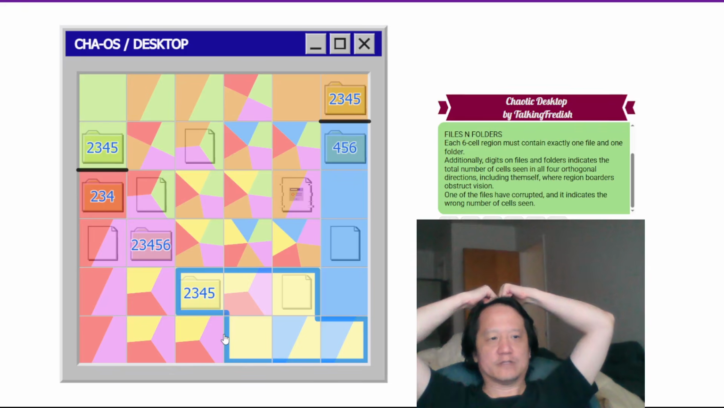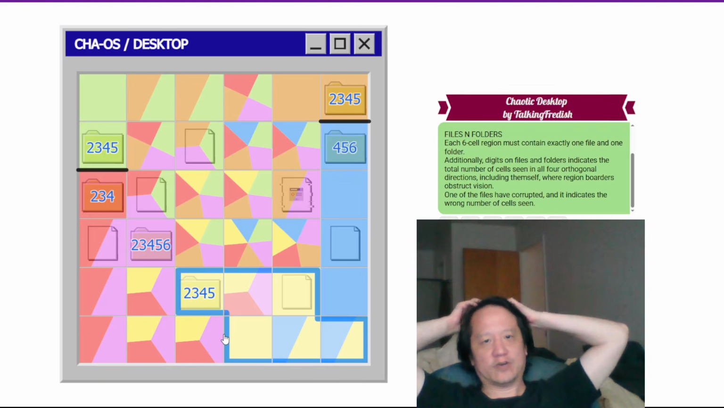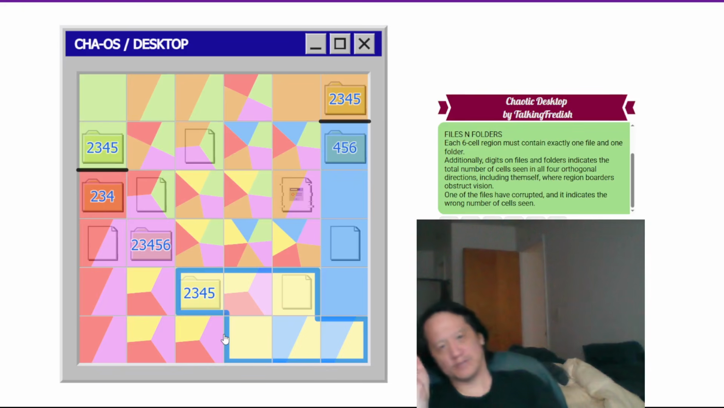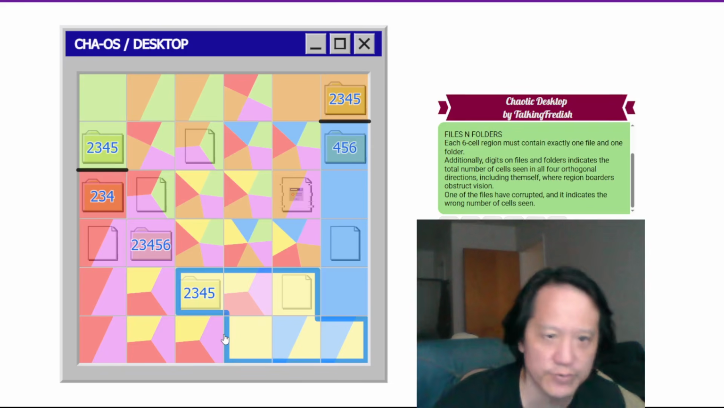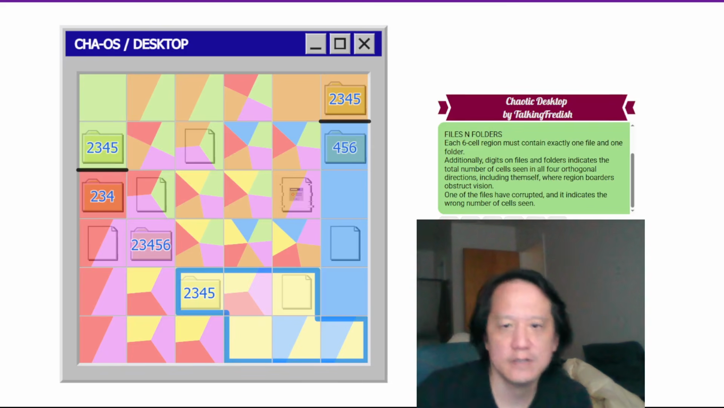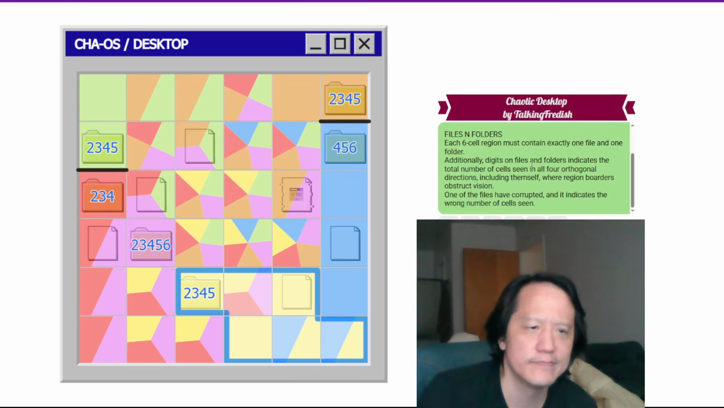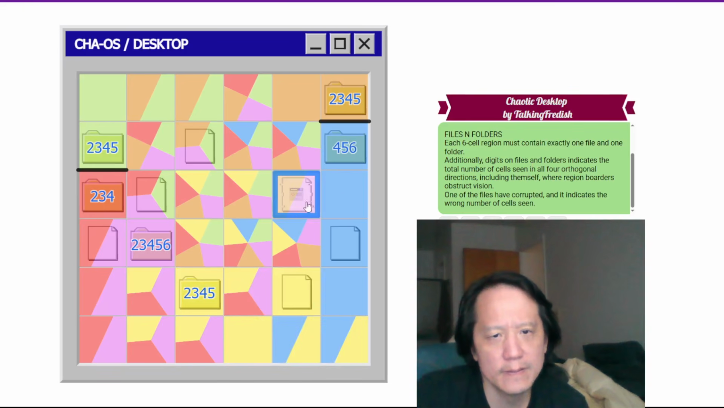I don't think I would consider this very easy. This is not very easy. I would say possibly easy, but even, I don't know. This is a fairly involved puzzle. We know there's a boundary here.